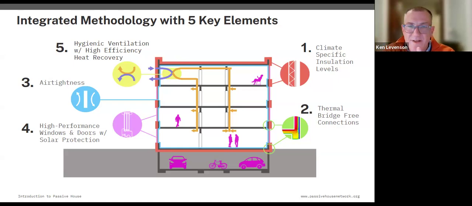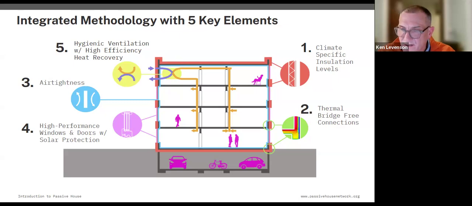That was for a number of different things. But because you're optimizing everything, the quality of the window, the quality of the air tightness, the quality of the ventilation is helping you mediate all these other things, and the insulation. So you can invest more in one place and invest little in the other, and that's what opens up design possibilities as well. So climate specific insulation levels, thermal bridge free connections.